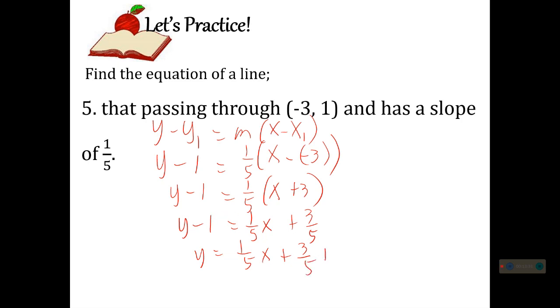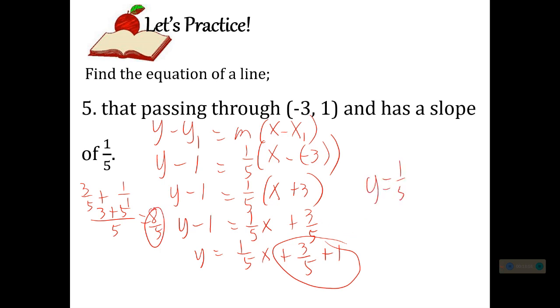So this will become positive 1. So solve this first again. So for our scratch, we have 3 over 5 plus 1 over 1. So the LCD is 5. 5 by 5 is 1 times 3 is 3. Plus 5 by 1 is 5 times 1 is 5. So we have 3 plus 5 is 8, over 5. Okay. So our equation is y equals 1 over 5x plus 8 over 5. Okay. So this will be our equation.